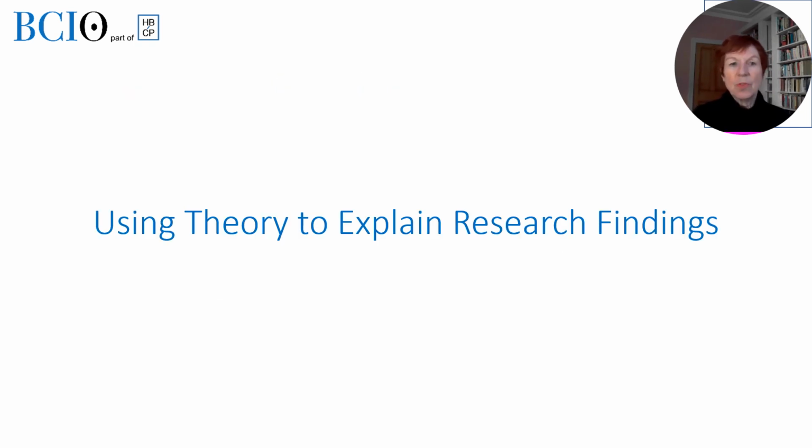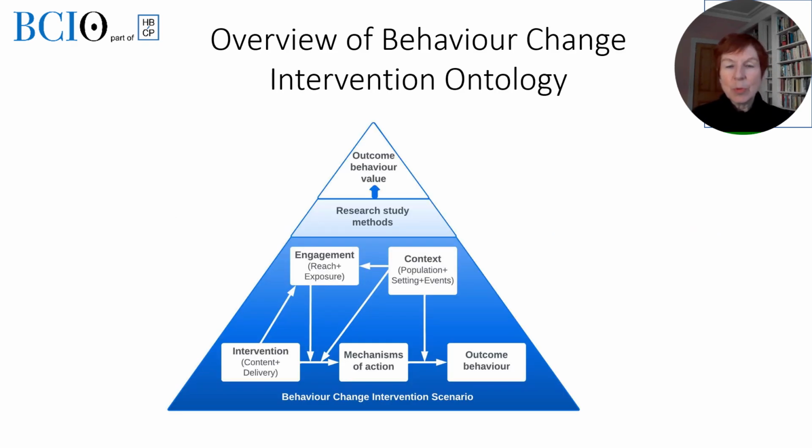So first off, using theory to explain research findings. I hope this will be familiar to you now. A bird's eye view of the Behaviour Change Intervention Ontology, with the intervention at the bottom left-hand corner, working through mechanisms of action to bring about an outcome behaviour, and modified by both engagement, that is the reach and exposure, and also the context, the population and setting and events, and all of those things being taken into account along with the research study methods to produce a value of an outcome behaviour.